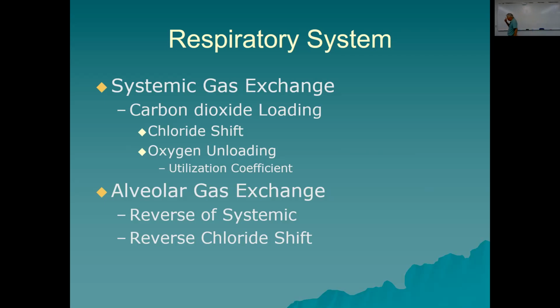Now, in the alveolar gas exchange, it's exactly opposite. Remember, the bicarbonate now goes from the plasma into the red blood cell, combines with the hydrogen ions in the red blood cell to form more carbonic acid. This breaks up into more water and CO2. The CO2 leaves the red blood cell and goes into the alveolus. But again, this is bringing negative charge into red blood cells. So now we have to get rid of negative charge. So we get rid of chloride ion. This is called the reverse chloride shift.